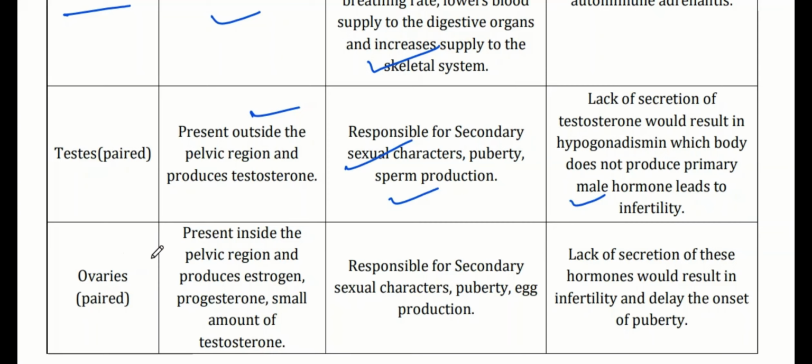The next one, the ovaries. They are also paired, present inside the pelvic region, and produce estrogen, progesterone, and a small amount of testosterone, responsible for secondary sexual characters, puberty, and egg production. Lack of secretion of these hormones would result in infertility and delay the onset of puberty.